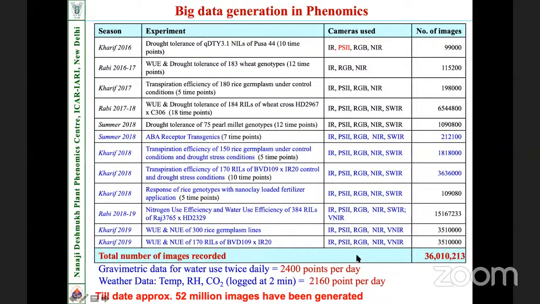Till 2019, around 36 million images had been created with the different sensors. Till now, if we put them together, it is 52 million images generated over the years. It's a huge amount of data, and it is all curated, so it can go into big data analytics.